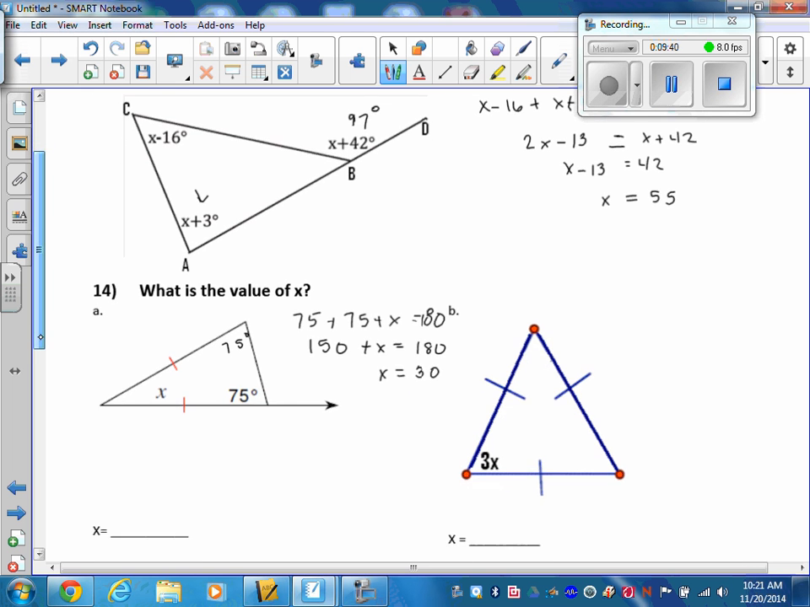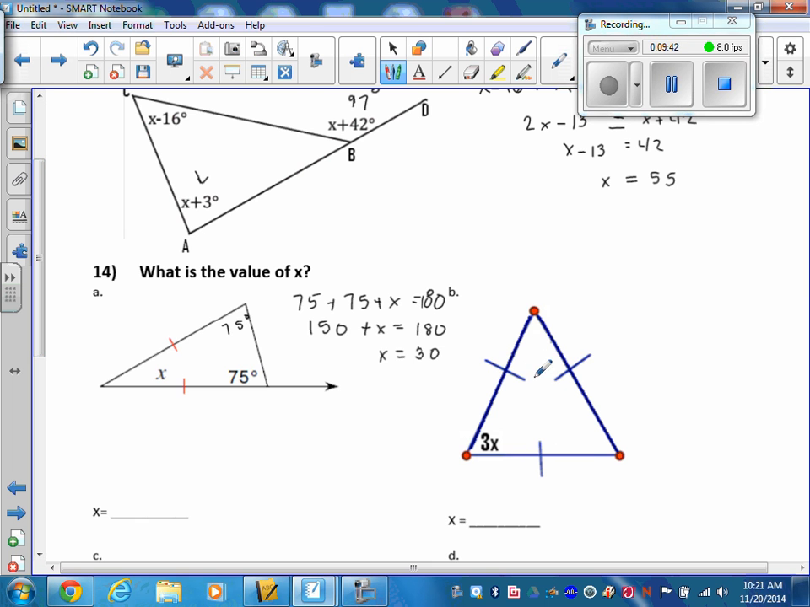Now we come to part B in this one. This one is an equilateral triangle. So if all the sides are equal, then also all the angles are equal. So this is 3x plus 3x plus 3x equals 180. So 9x equals 180. And so x is equal to 20. Okay, and they just ask us to find the value of x. So the value of x is 20 degrees.